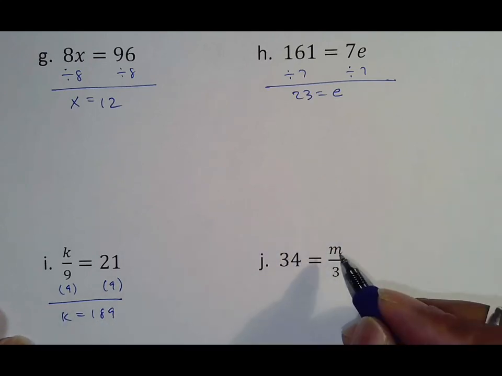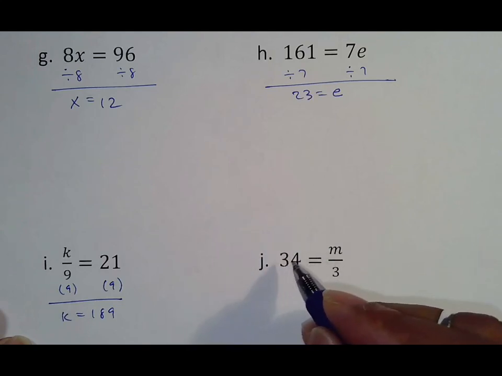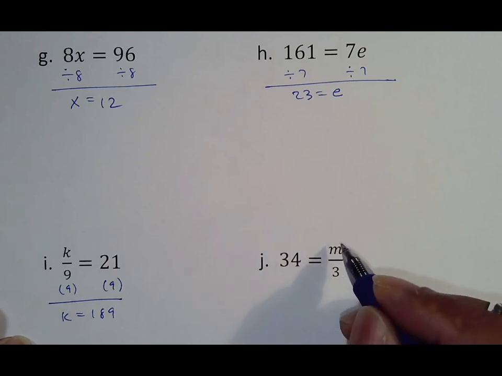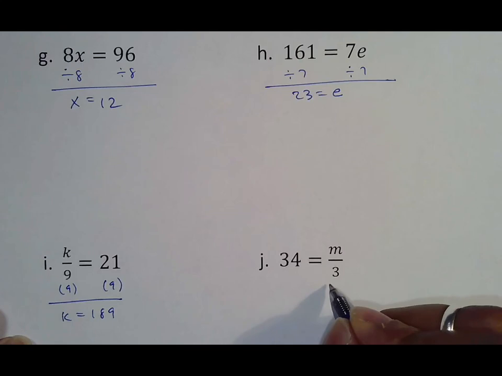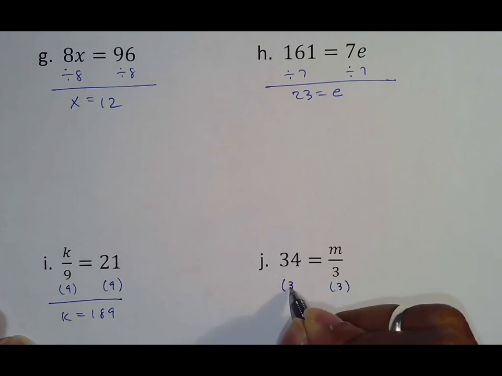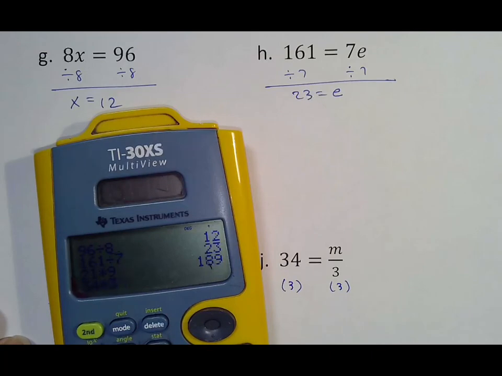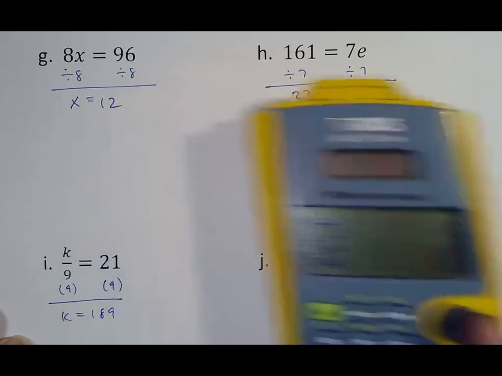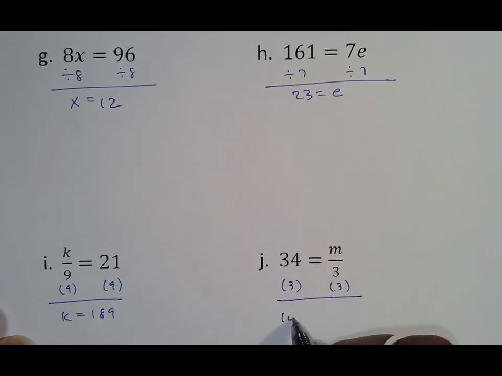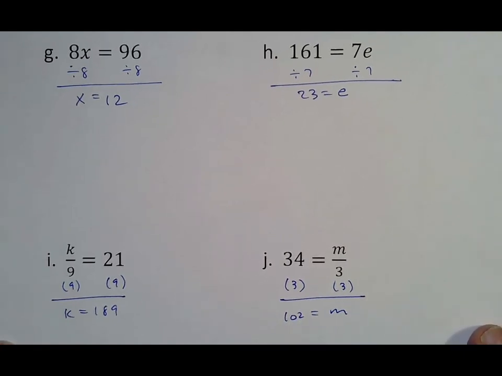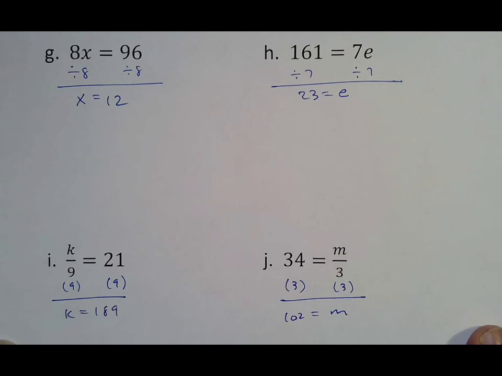And then on the last review, again, just to make sure it's in your memory, 34 equals m over 3, which is really m divided by 3. That's m divided by 3, so we want to multiply by 3 here. Doing 34 times 3, which is 102. And there we go. So again, pause this if you need to copy it, but I'm going to go ahead and move forward.